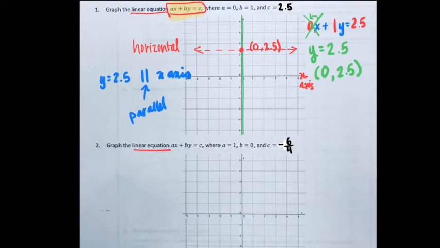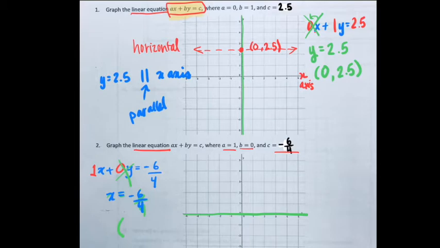Let's look at our next example. We have a linear equation which tells us that we're going to be forming a line, and we have a equals 1, b equals 0, and c equals -6/4. So I'm going to start substituting: for a, 1, for b, 0. Just like in the example before, because of the multiplication property, anything times 0 is going to give me a 0. So all of a sudden, this equation becomes a one variable equation where x equals -6/4.